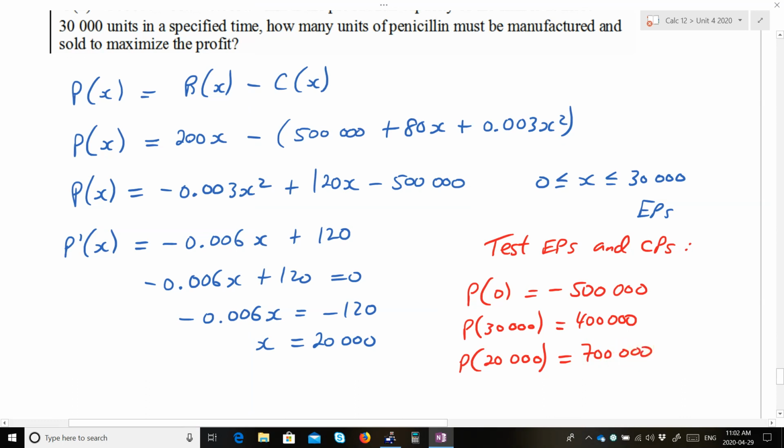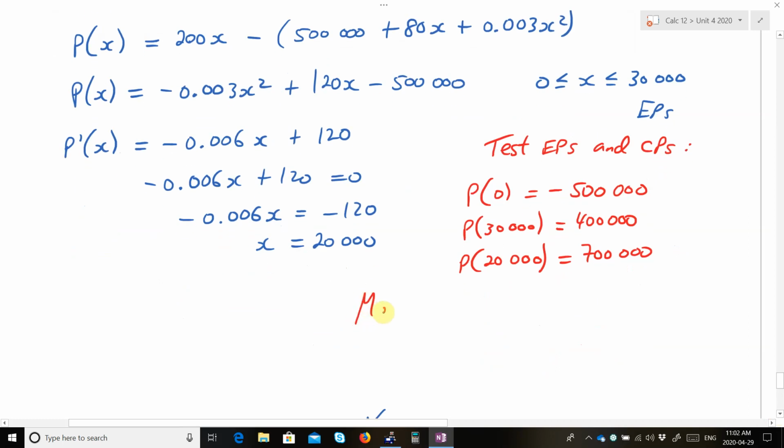Okay, so how many units of penicillin must be manufactured and sold to maximize the profit? Max P is $700,000 when x equals 20,000 units.